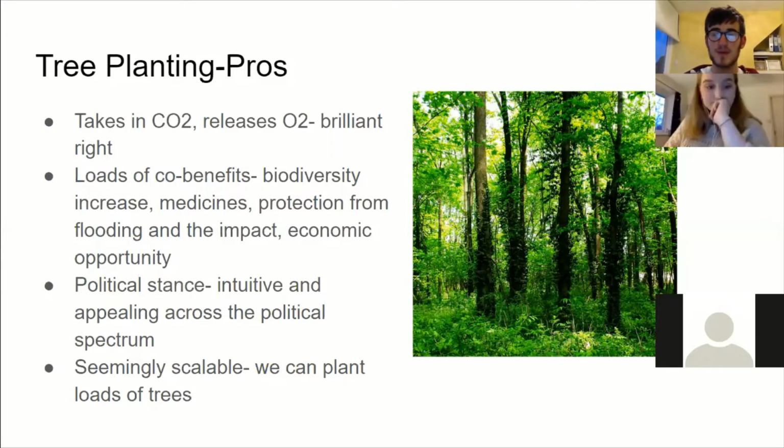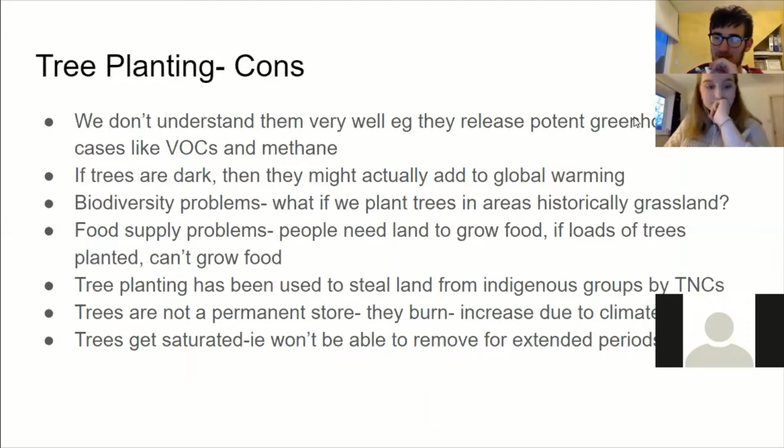And it's true we can plant loads of trees, but not enough. The first main problem, I think, is that we don't understand trees very well. For example, they release potent and really bad greenhouse gases called volatile organic compounds, and methane as well, which can obviously contribute hugely to the climate crisis. We don't actually know how beneficial trees are.